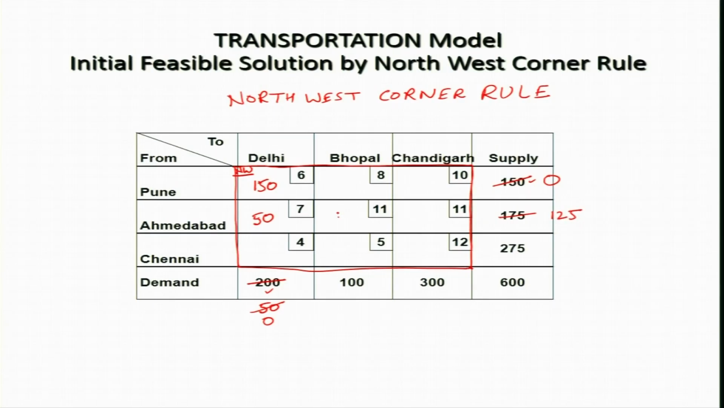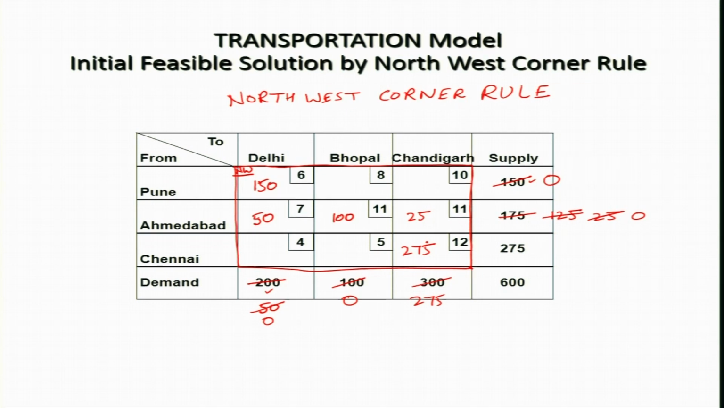Now I will check how much quantity I can transport from Ahmedabad to Bhopal. Bhopal has a requirement of 100 units, Ahmedabad has an availability of 125 units. So, I can transport only 100 units here. Once the 100 units are transported, nothing is required here, 25 is still available here. So, I will go in this direction and fill 25 here. Once I do that, I am left with 275 here and 0 here. So, this is my initial feasible solution, but this may not be the optimal solution.